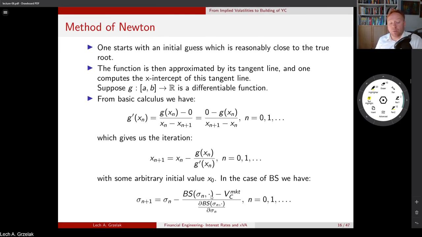Of course, one can ask why convergence is not ensured, because the Black-Scholes price as a function of sigma implied is monotone. We know that the price of an option is a monotone function of sigma. This means that if uncertainty increases, the option price will also increase, and if uncertainty decreases, the option price will decrease. Otherwise it would be arbitrary. So this is a fact.